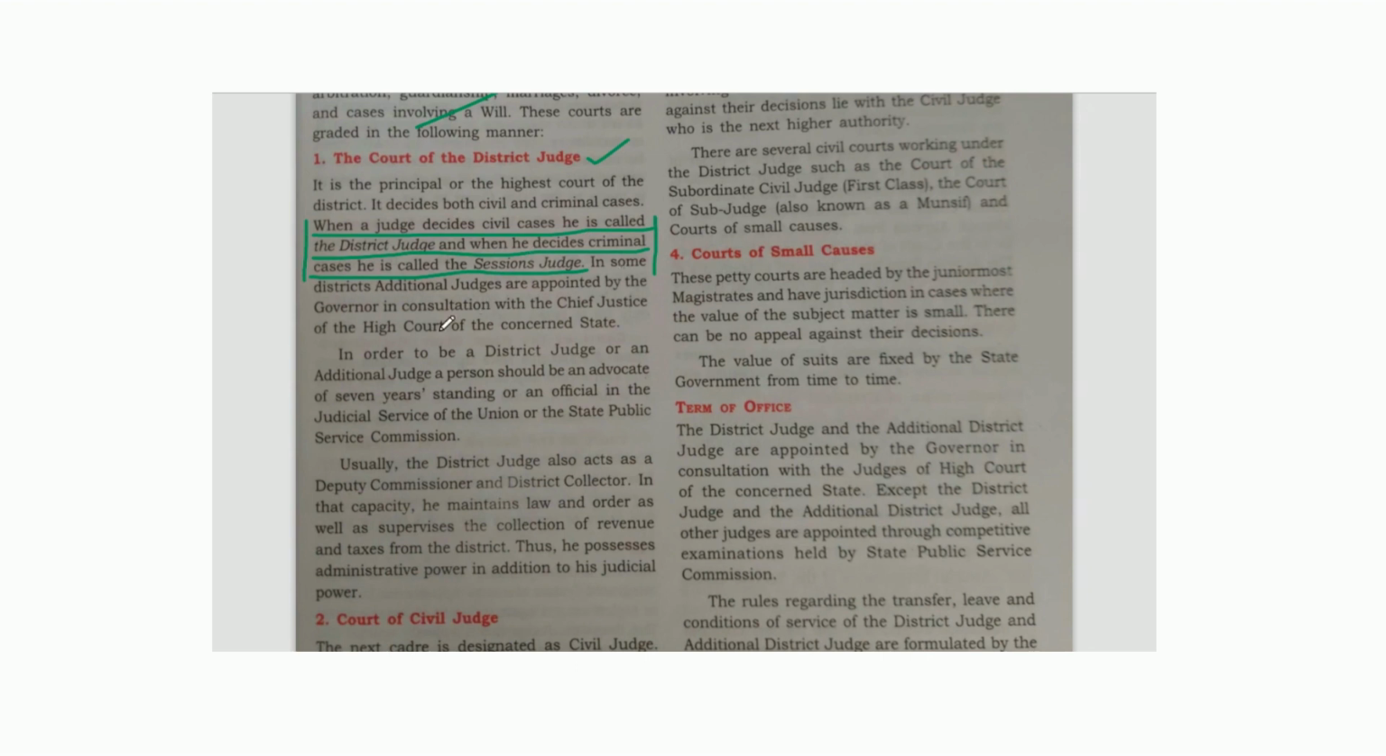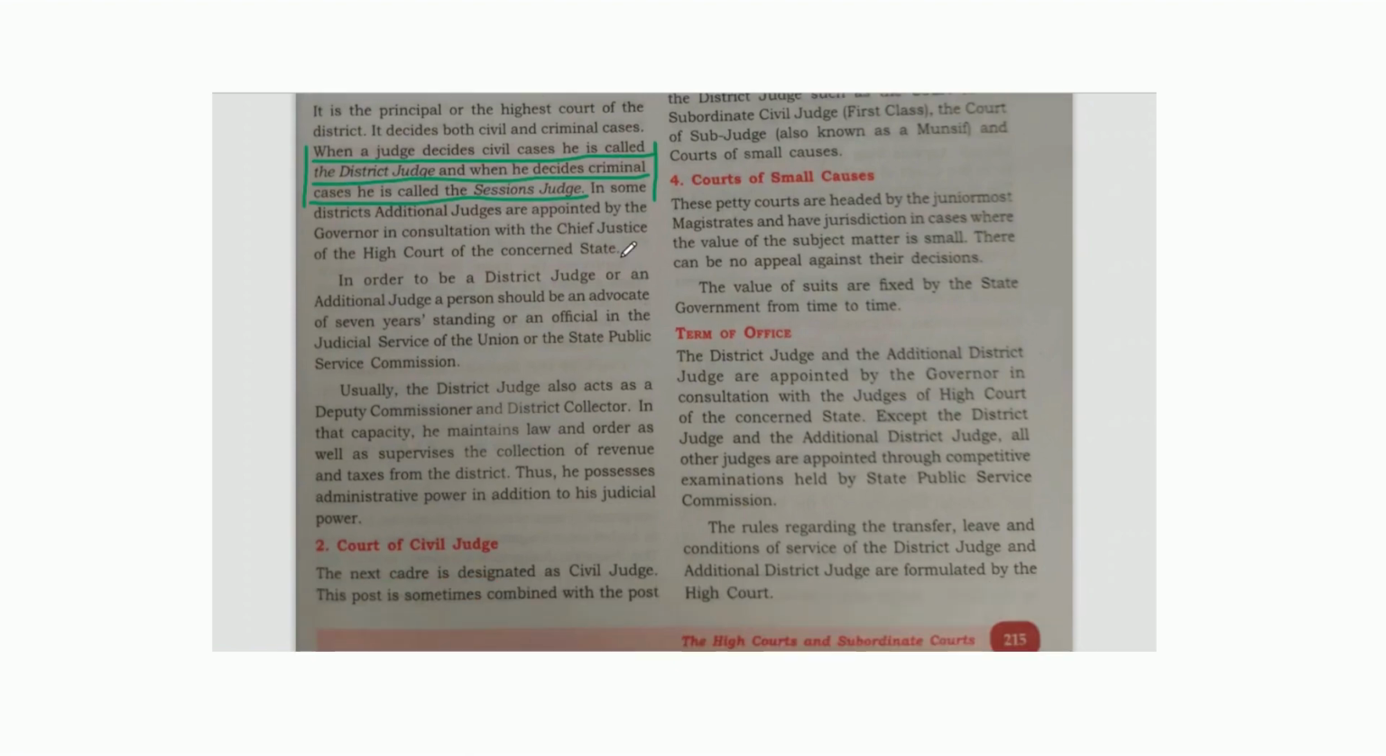Or a district judge decides which kind of cases, civil cases, criminal cases, constitutional cases, or revenue cases. Then you have to mark that a district judge decides civil cases. If they have a question that what kind of cases does the sessions judge deal with? Is it civil, criminal, revenue cases, or something else? Then you have to mark that sessions judge deals with criminal cases. This difference is very important to know.